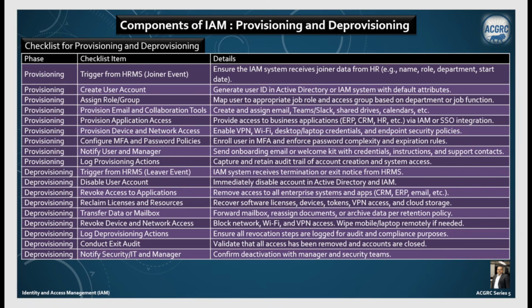It validates that all access has been removed and accounts are closed. And it confirms deactivation with the manager and security team. Now, does this sound similar? If you have experienced an exit, you would have experienced the deprovision aspect of it. I hope this gives you a clearer thought process on how the flow works. Do note, you might have certain additional steps or fewer steps, but generally this is the top view of how provisioning and deprovisioning work on the ground.